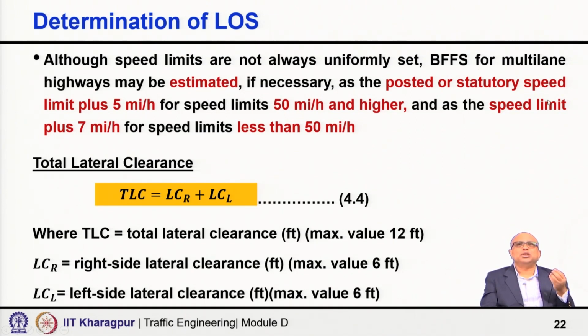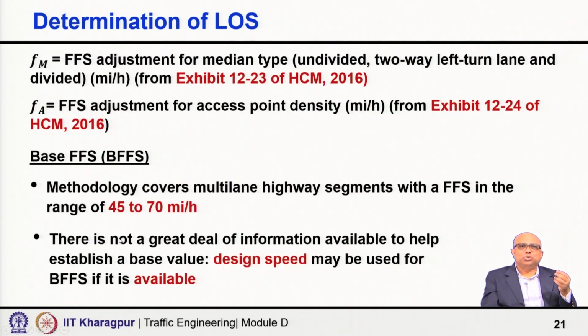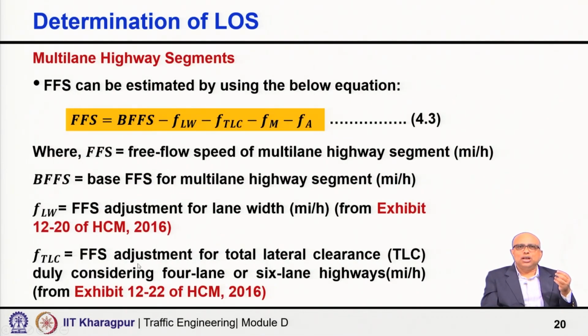as the posted or statutory speed limit, because this is applicable when you have a separate speed limit. Design value is something, but you may also have a separate speed limit. So, if a speed limit is there, then the posted or statutory speed limit plus 5 miles per hour may be taken as BFFS for speed limits of 50 miles per hour and higher, and if the speed limit is less than 50 miles per hour, then the posted or statutory speed limit plus 7 miles per hour.